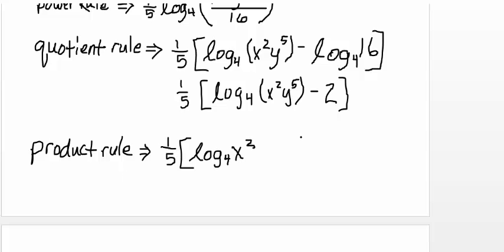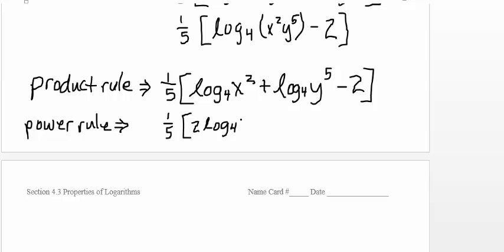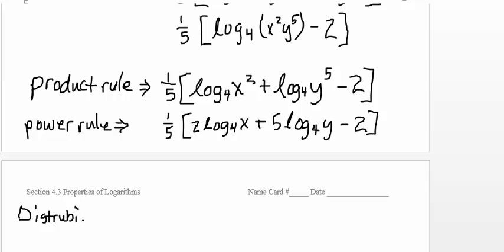So I use the product rule to write the base 4 log of x squared y to the 5th as the base 4 log of x squared plus the base 4 log of y to the 5th. And I'm going to now use the power rule again. So base 4 log of x squared is 2 times the base 4 log of x. Base 4 log of y to the 5th is 5 times the base 4 log of y.